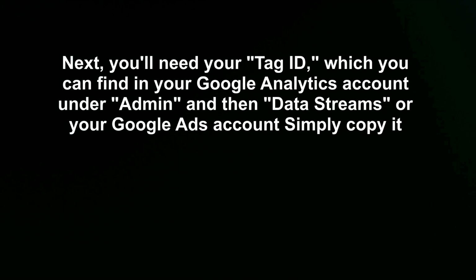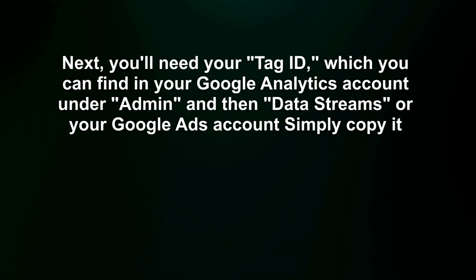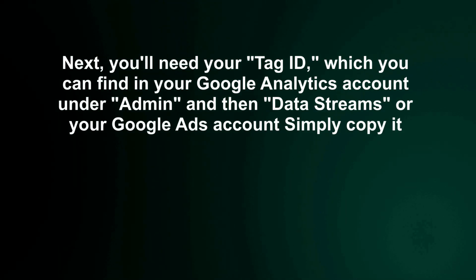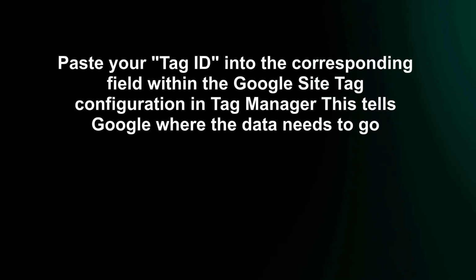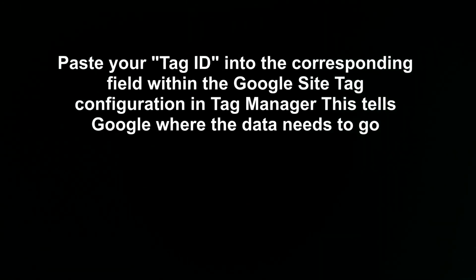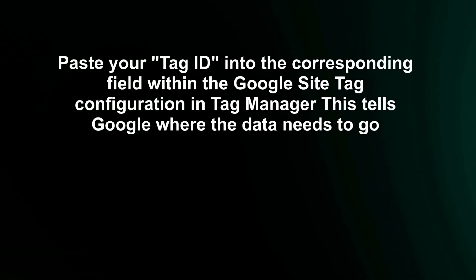Next, you'll need your tag ID, which you can find in your Google Analytics account under Admin and then Data Streams or your Google Ads account. Simply copy it. Paste your tag ID into the corresponding field within the Google Site Tag configuration in Tag Manager. This tells Google where the data needs to go.